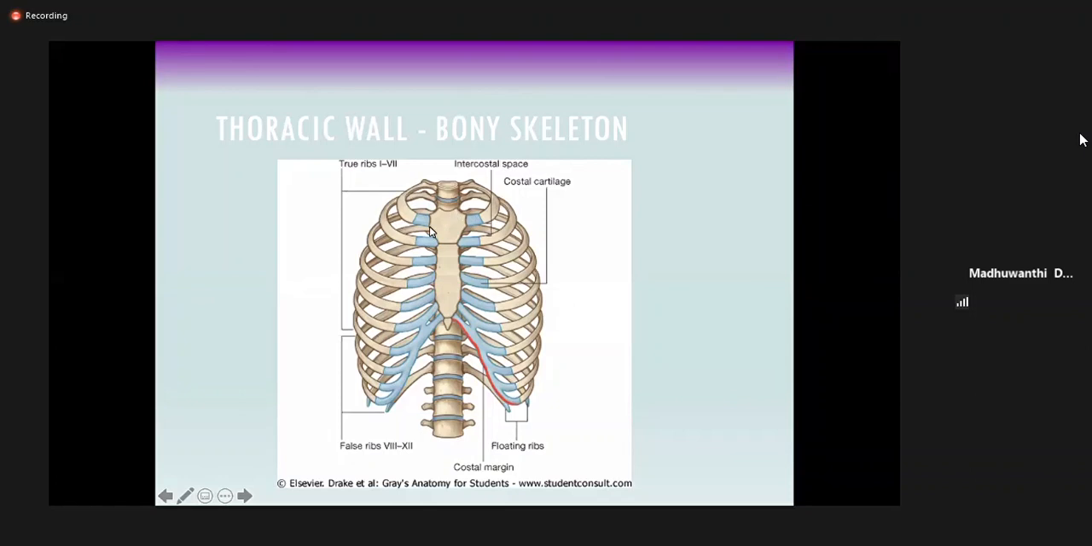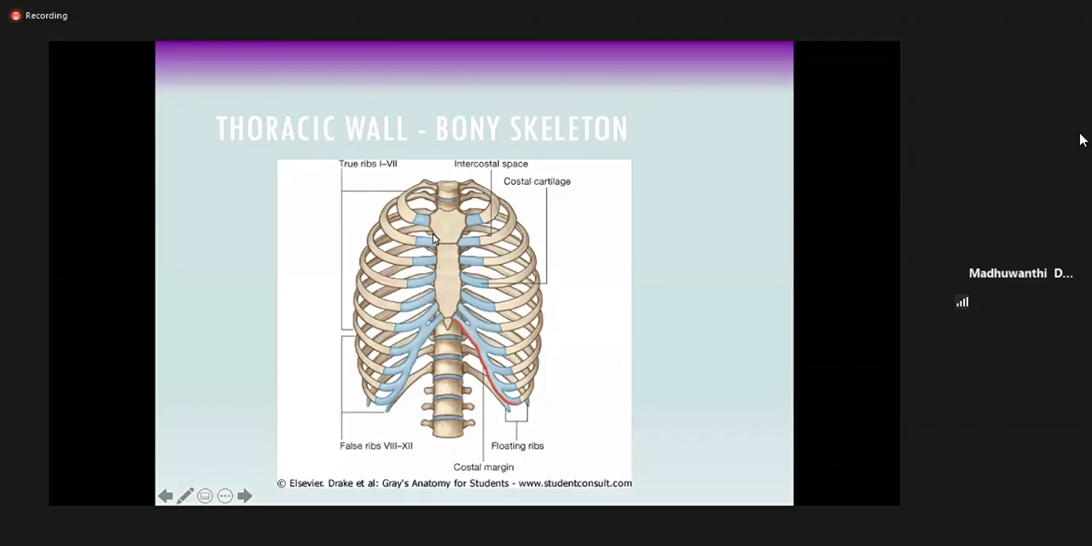So where the heart is located. The first mark is important. Therefore, where is the second intercostal space? Where is the sixth intercostal space? Where is the fifth intercostal space? All that is important, because the heart is underlying and located in relation to the bony structures here.